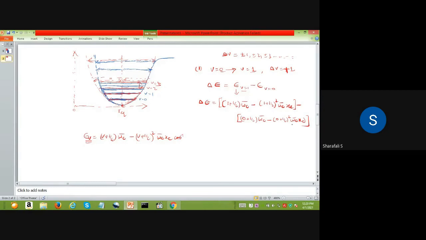Okay, this bracket is done. So in this case, if you are calculating these values, then in the first case we get 1 plus 1 by 2, which is 3 by 2, omega e bar, minus 1 plus 1 by 2 squared, that will come as 3 by 2 squared, that is 9 by 4 omega e bar xc. So this is the first term, minus 1 by 2 omega e bar minus 1 by 2 squared, that is 1 by 4 omega e bar xc. The second term.